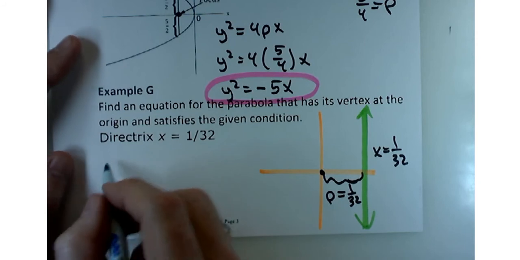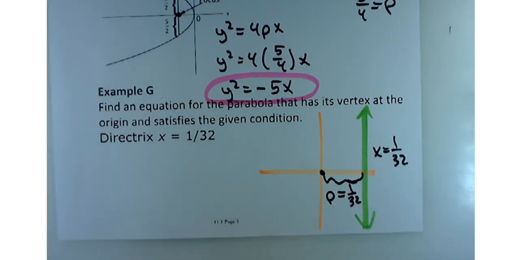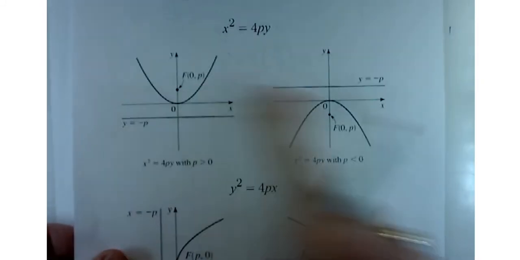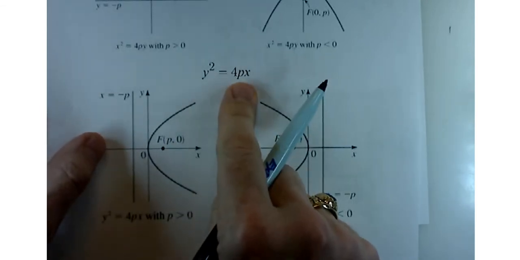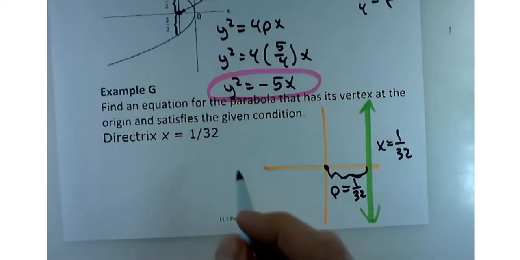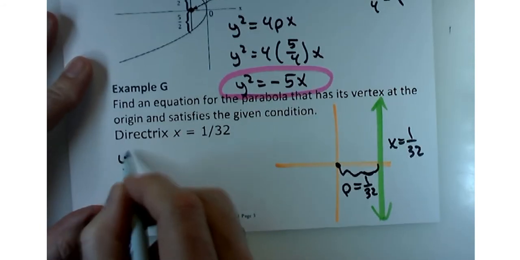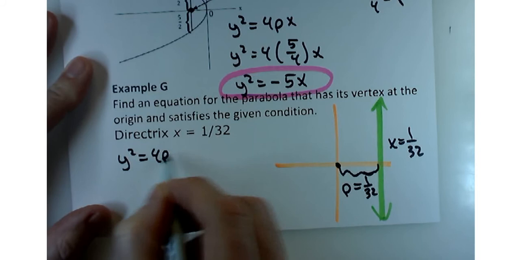So let's put that into the relevant equation. Now you've got four to choose from. So the question is, which is the right one? This one, this one, this one, or this one. Has to be this one. So again, it has to be of the form y squared equals 4px.